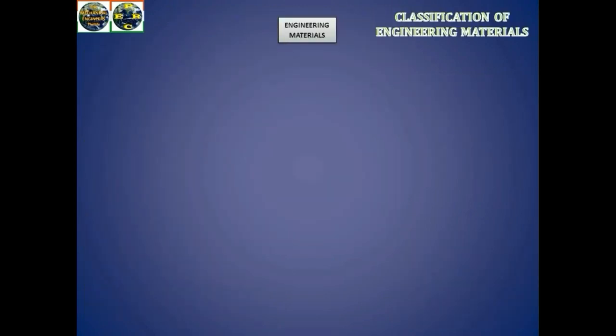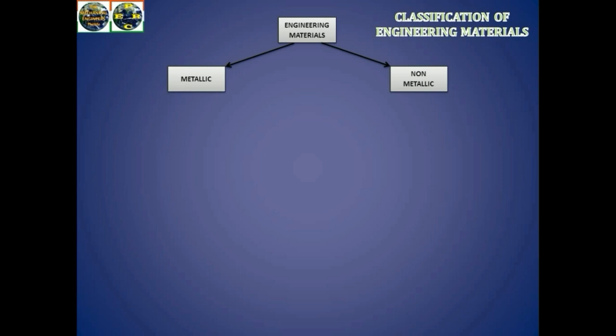As such, it is very important to understand how engineering materials are classified. Engineering materials are basically classified into metallic and non-metallic materials. Metallic materials are those which are malleable and ductile, and non-metallic materials are non-malleable and non-ductile. Metallic materials are associated with igneous and metamorphic rocks, while non-metallic materials are associated with sedimentary rocks. Metallic materials show luster, while non-metallic do not.